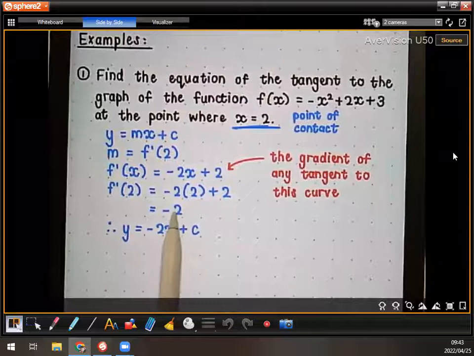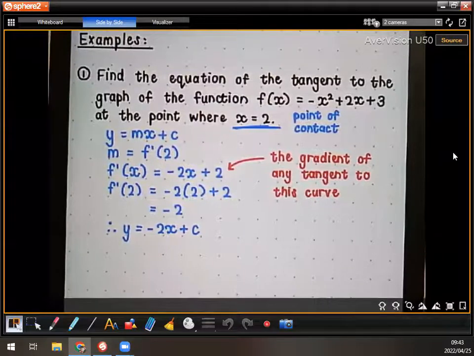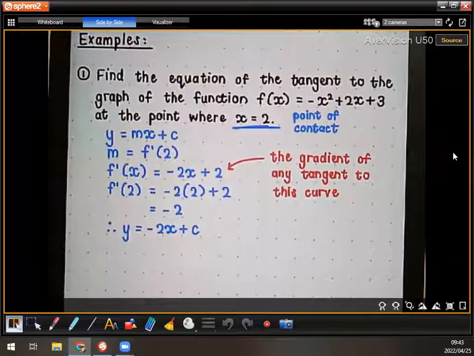Right, we found the gradient. Just remember, guys, the derivative is the gradient of the tangent, which is what we highlighted there at the top. Okay, so we found the gradient of the tangent. Now we still need to find c. Now, what do we need in order to find c? A point. Hey, we need to sub in a point into that equation.